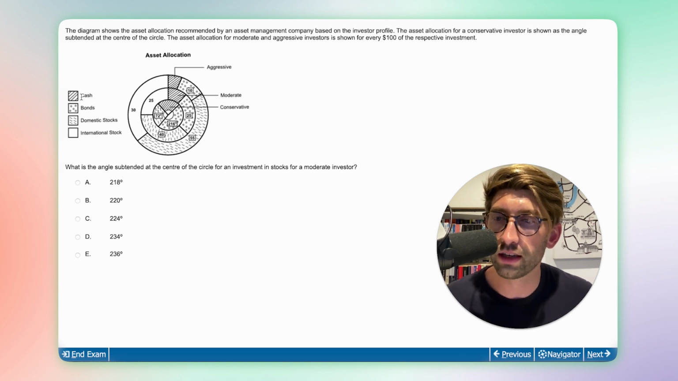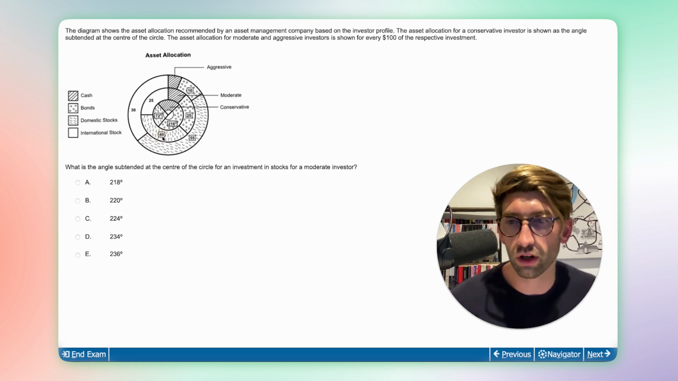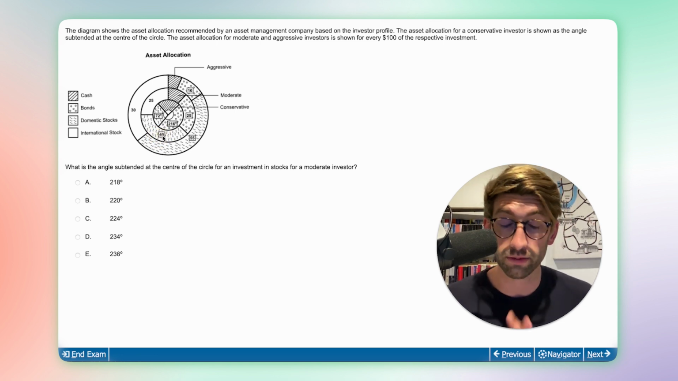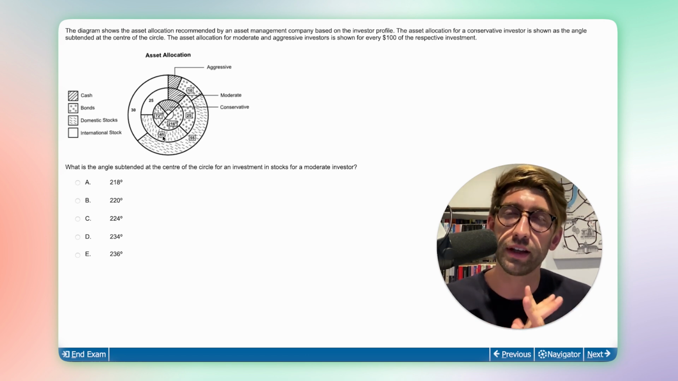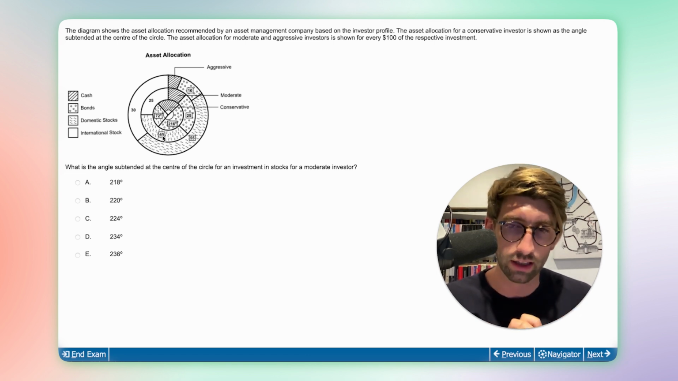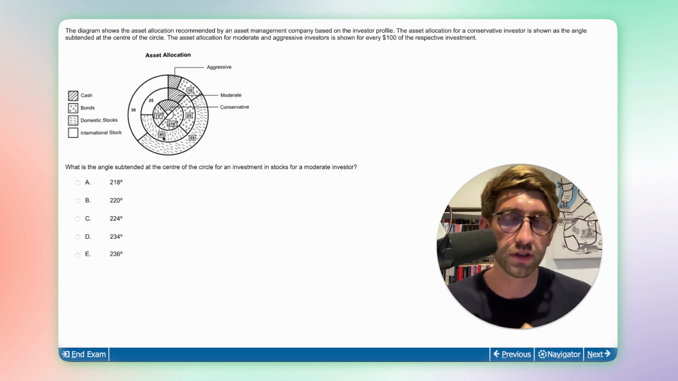Now we're going to look at the key. So this is cash, that doesn't concern us. These are bonds, that doesn't concern us either. And these are the two that concern us, this one with 25 and this one with 40. Right, so you can use a calculator for this, but this is where I want to show you how thinking about it a little more intelligently is going to help you save time.